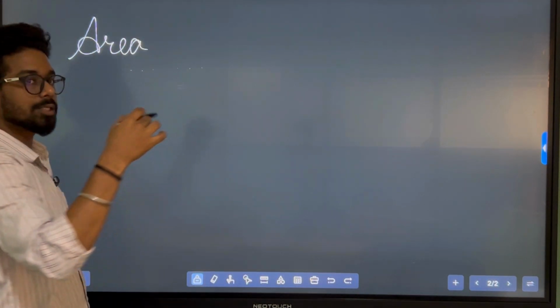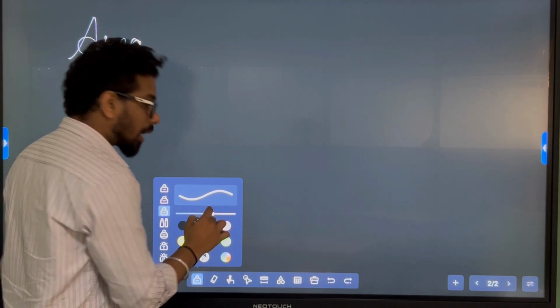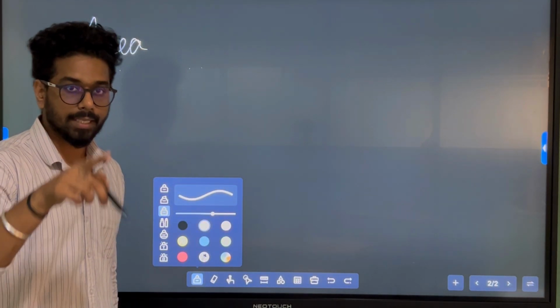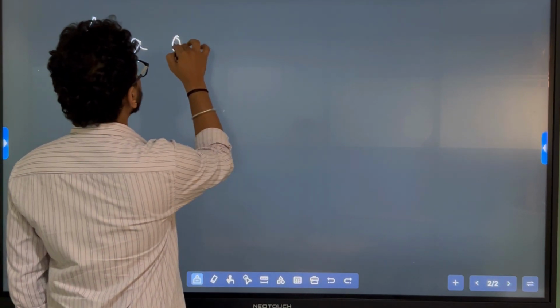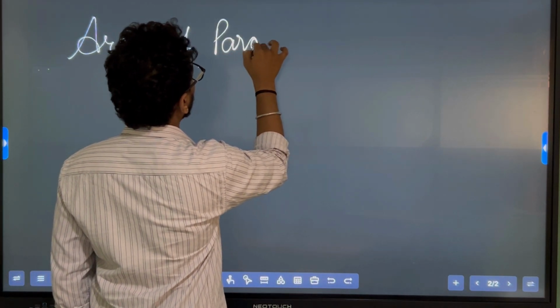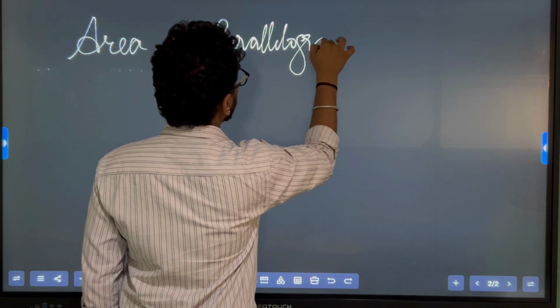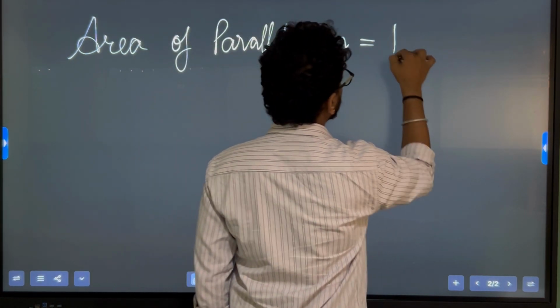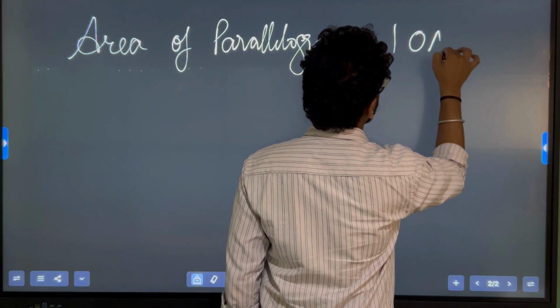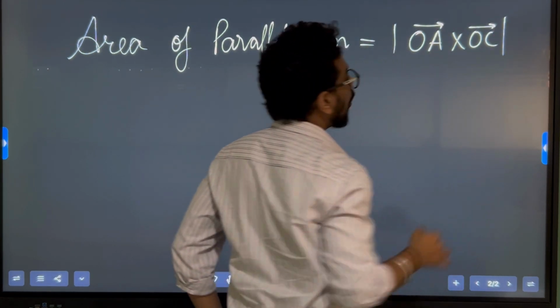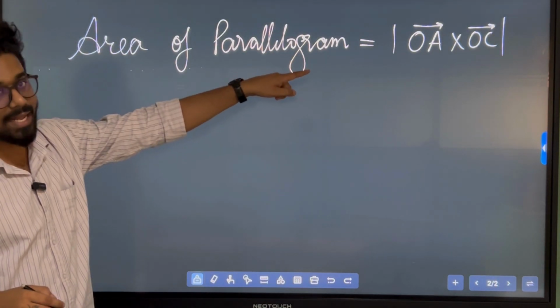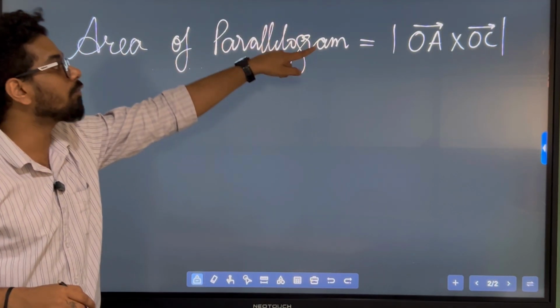See, a parallelogram is also a quadrilateral. So one of the formulas is 1 by 2 the magnitude of the cross product of the diagonals. The other formula: the area of a parallelogram is equal to the cross product of two adjacent sides. Now they have said the area of the parallelogram with OA, OC as adjacent sides. That's why I am taking the magnitude of OA cross OC.